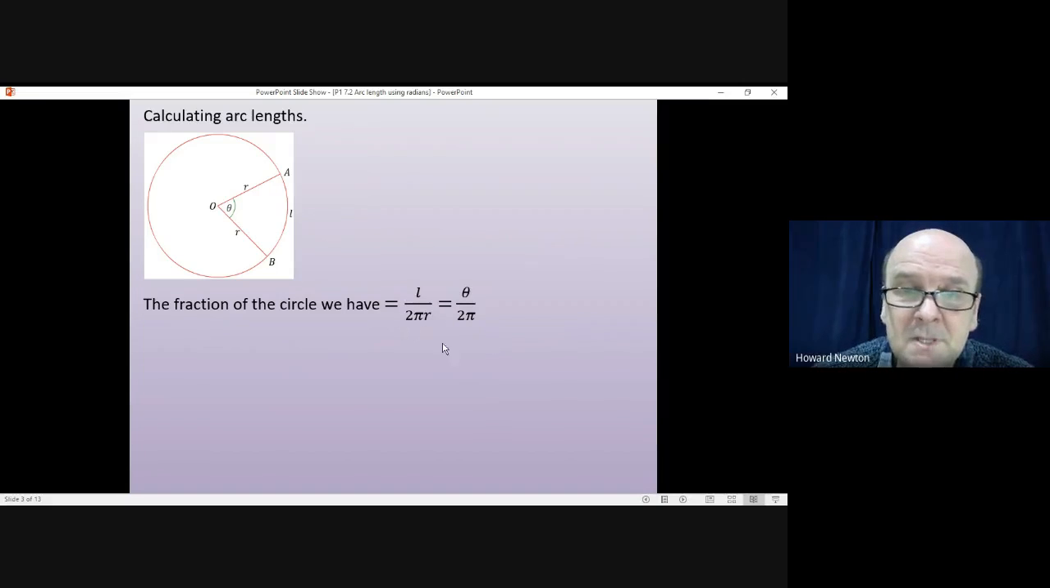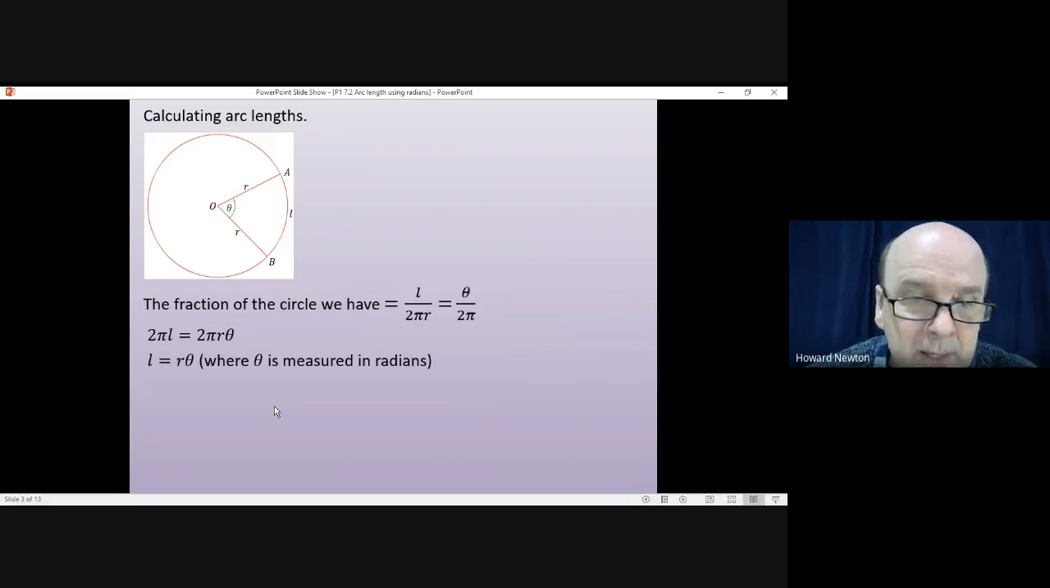So these proportions must be the same. L over 2 pi r must equal theta over 2 pi. That gives us 2 pi times L is equal to 2 pi r theta. Dividing by 2 pi gives us L equals r theta, which is a surprisingly simple formula for working out how long an arc is. As long as you're measuring theta in radians, the length of an arc of a circle is just given by the radius of the circle times the angle at the center, theta.